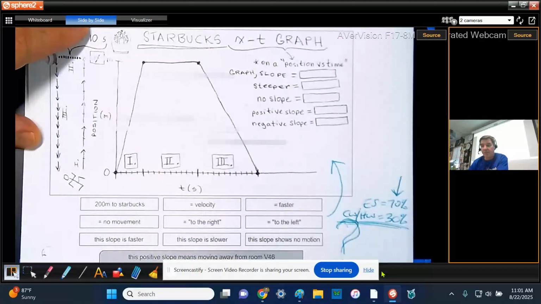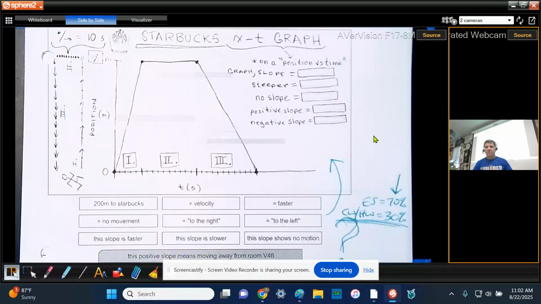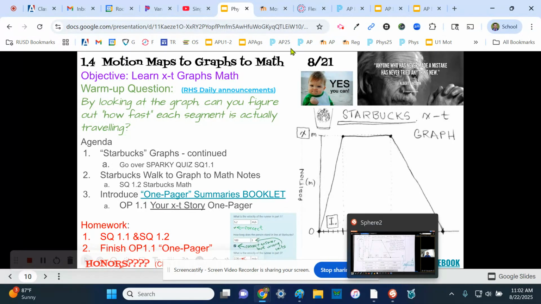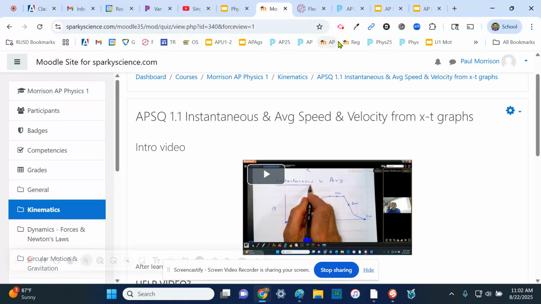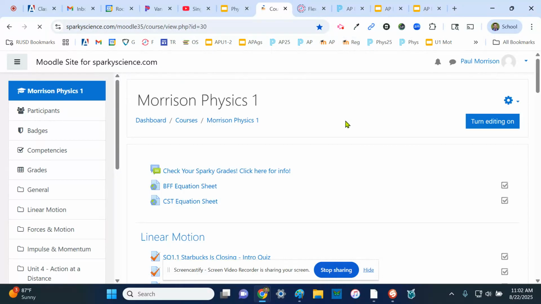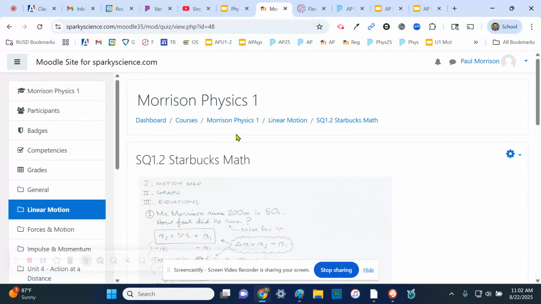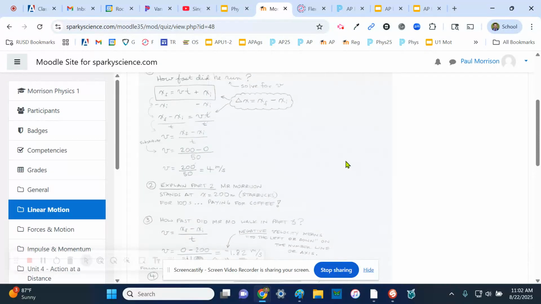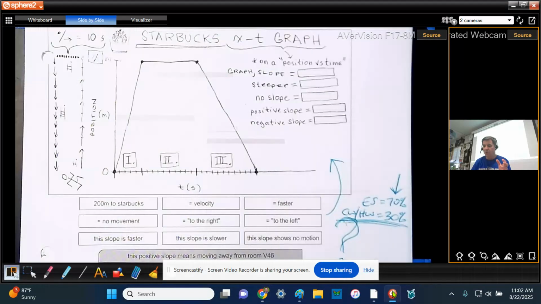The next thing we're doing today is we are going to go over Sparky Quiz 1.1, which we just did. I'm sorry, we just did that, so we're not doing that again. The next thing we're doing is we're actually going to take notes. If we go to Sparky Quiz, that's actually my AP class. For us right now, you have Starbucks Math. I'm going to go over these notes with you right now. They won't be exactly the same. They'll be pretty close, but this is going to be tailored to your paper.